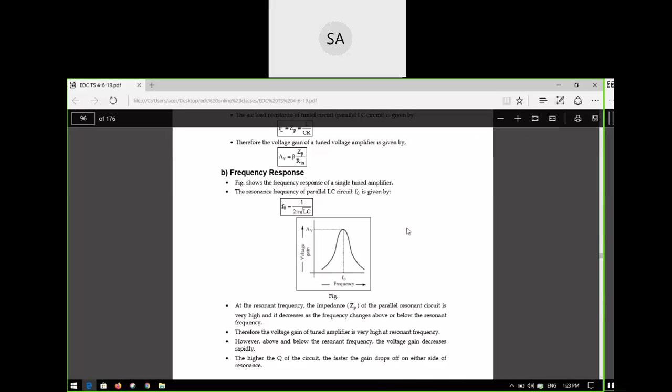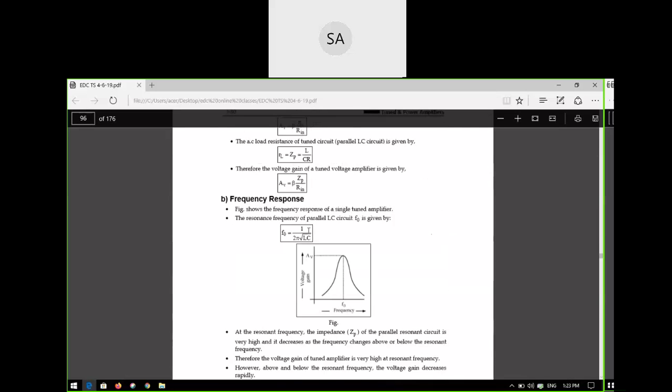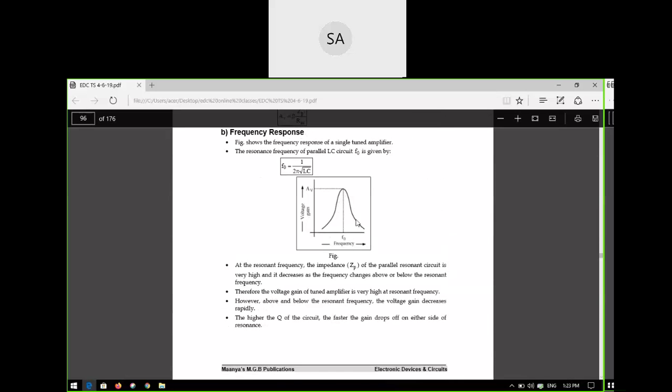Okay, at resonance frequency, the parallel impedance is high, and it decreases as the frequency changes away from the resonant frequency. So this is the characteristic of any tuned power amplifier or tuned amplifier. It is bell shaped, the voltage gain is peak, and there you get the resonance frequency, which depends upon the L and C components. Changing the L value or C value, you can also change the F naught value.